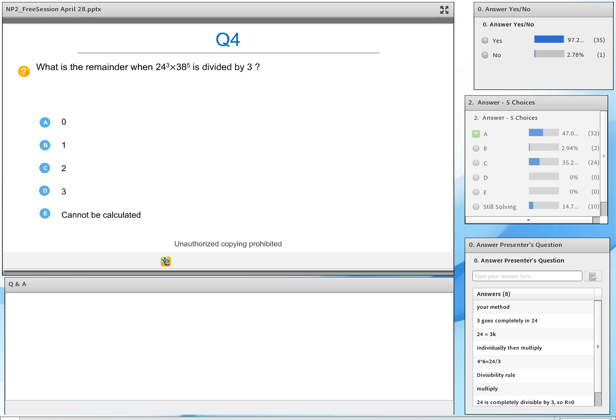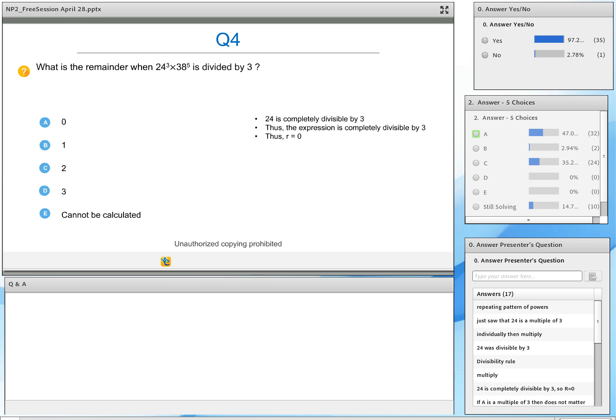Now, this was actually a trick question here. Why am I saying a trick question? Okay. So for those of you who saw that 24 is a multiple of 3 and selected choice A, absolutely right approach. Now again, for those of you who figured out what's the remainder when you divide 24 by 3, what's the remainder when you divide 38 by 3, you guys didn't observe that 24 is completely divisible by 3.